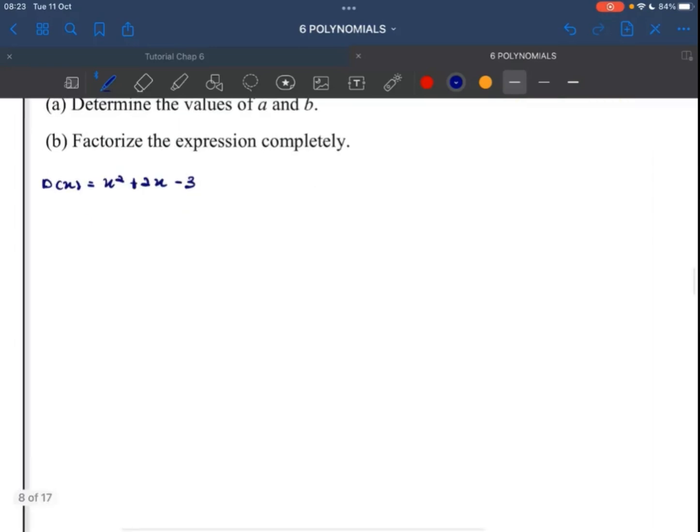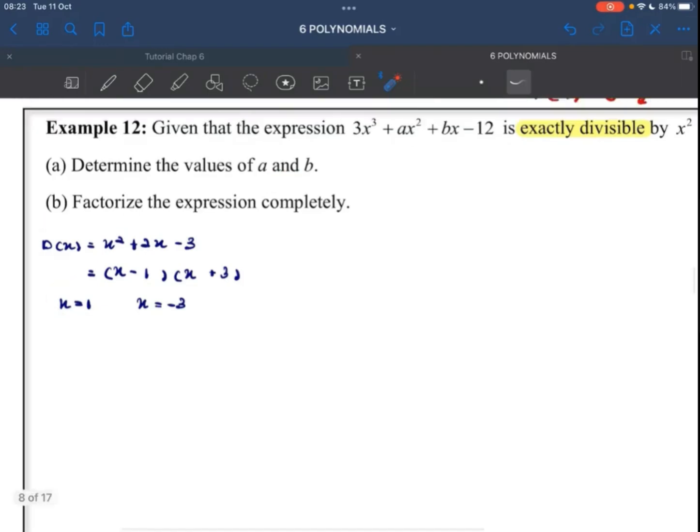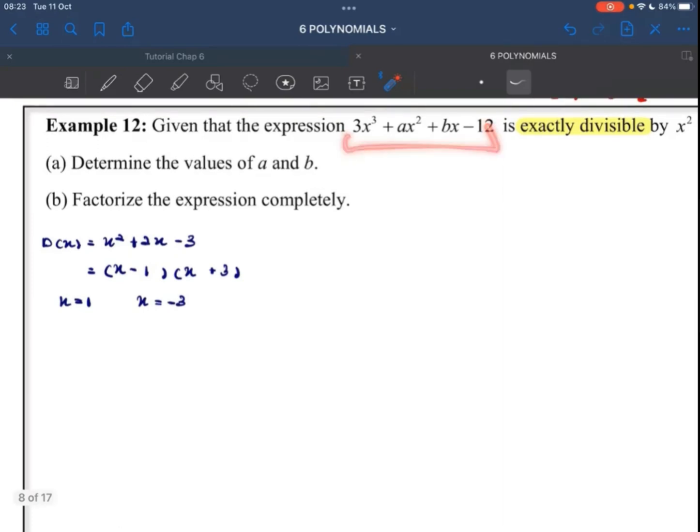Kalau kita factorizekan, 3, 1 tambah tolak, which is kita ada x equals to 1, x equals to negative 3. Inilah faktor kamu, x minus 1 dan juga x plus 3. So to find a and b, kita just substitute nilai x kita ni dalam kita punya expression dekat sini.